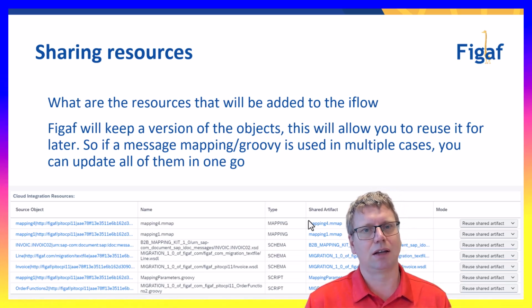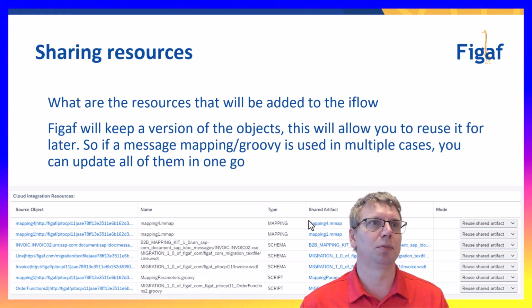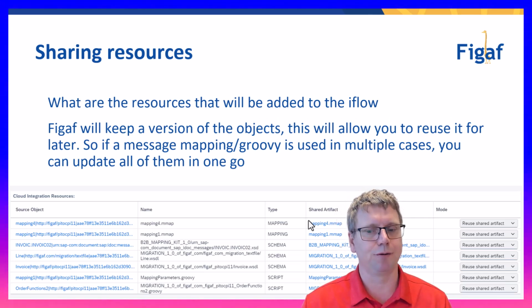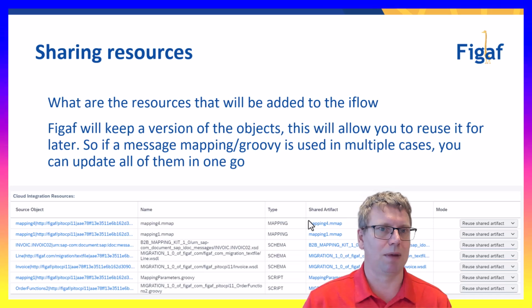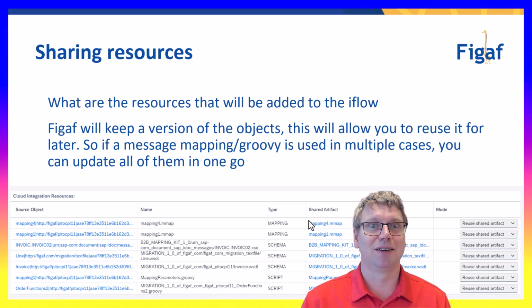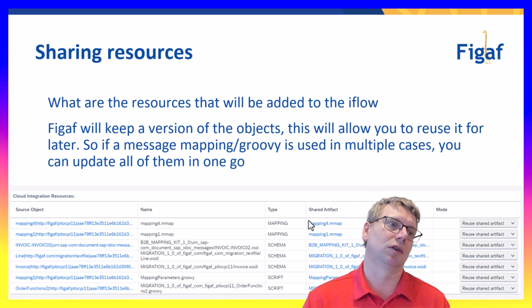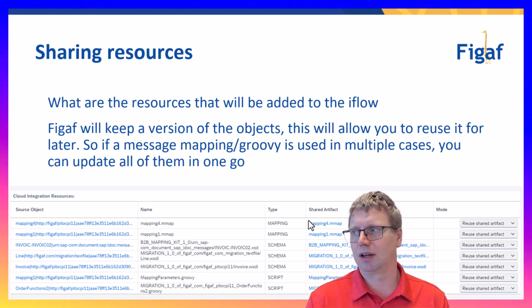But the problem is that at some point you may consider, let's change this mapping. And if you've used this mapping in multiple different iFlows, it's really difficult to update. So the Figaf tool will have this as a shared resource, and you can then go in and say, okay, I want to update all the different places where this user-defined function is used. This is what shared resources are for. You can also create it as local, and with script collections or function libraries, they can also be linked to the function libraries that already exist in the library.